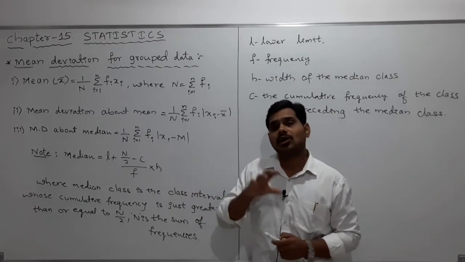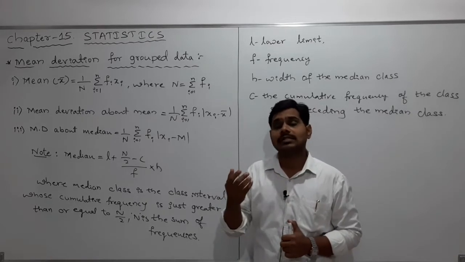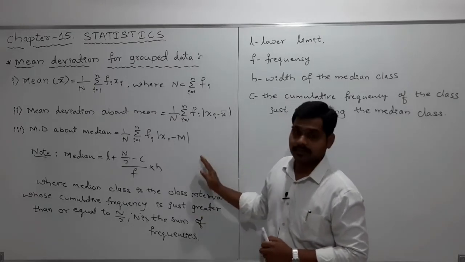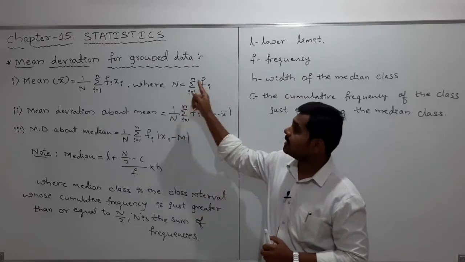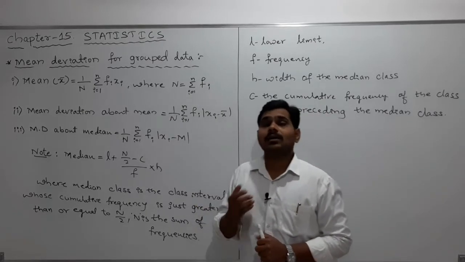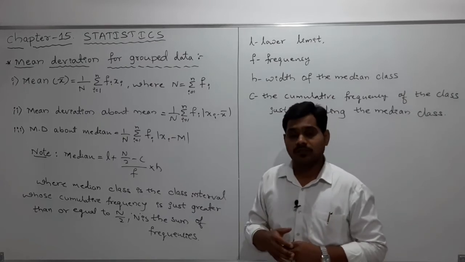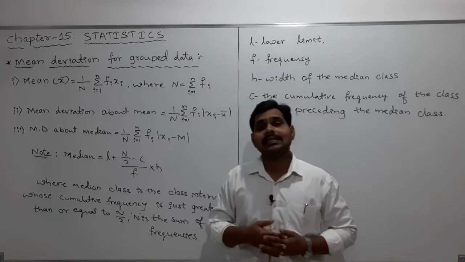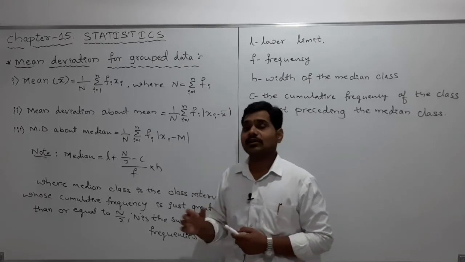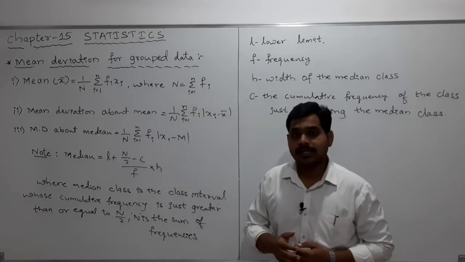I am not discussing all those concepts like what is mean, what is mode, and the formulas for all those. Just directly I am discussing how to calculate the mean deviation for the grouped data. Clear? If you require how to calculate the mean, mode, or median, please refer to your 8th, 9th, 10th so that you can understand easily. Here I will directly use how to calculate the mean deviation for the grouped data. Clear? So this is enough.